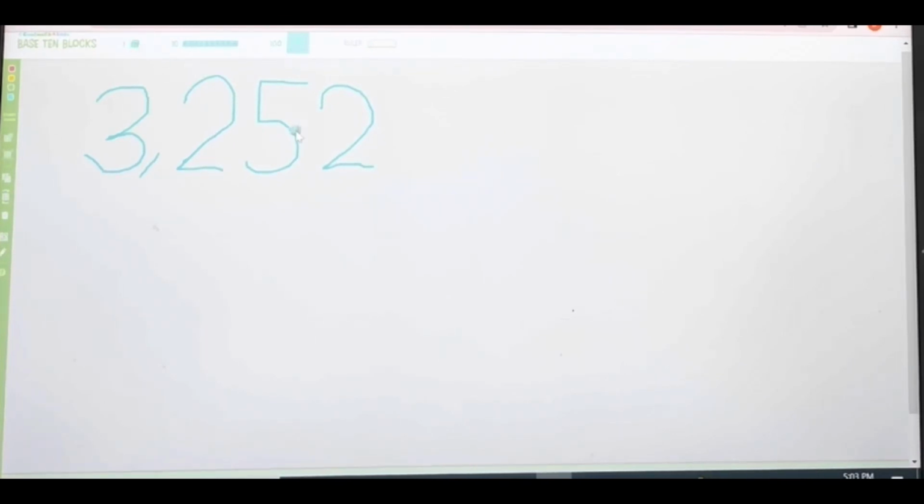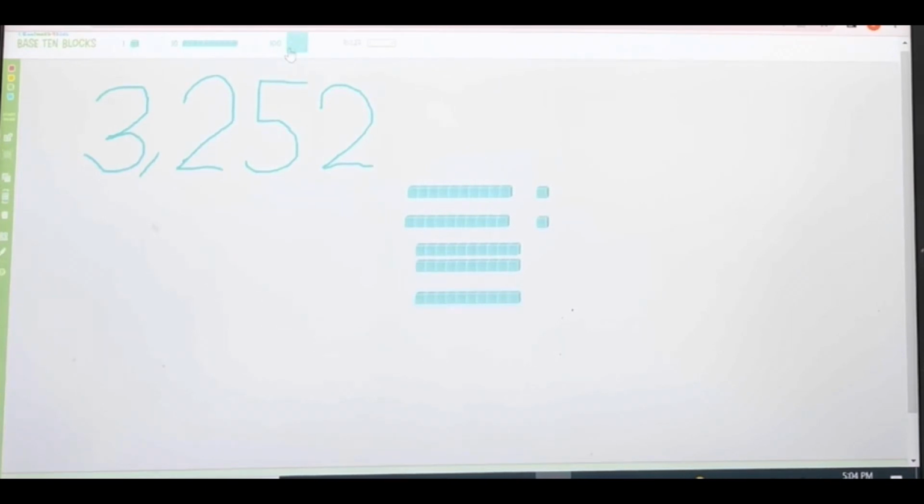2 is the digit in the ones place, so I'm going to bring out 2 ones blocks. 1, 2. 5 again is the digit in the tens place, so that means I'm going to bring out 10 blocks now. 10, 20, 30, 40, 50. 5 tens, which is equal to a value of 50.